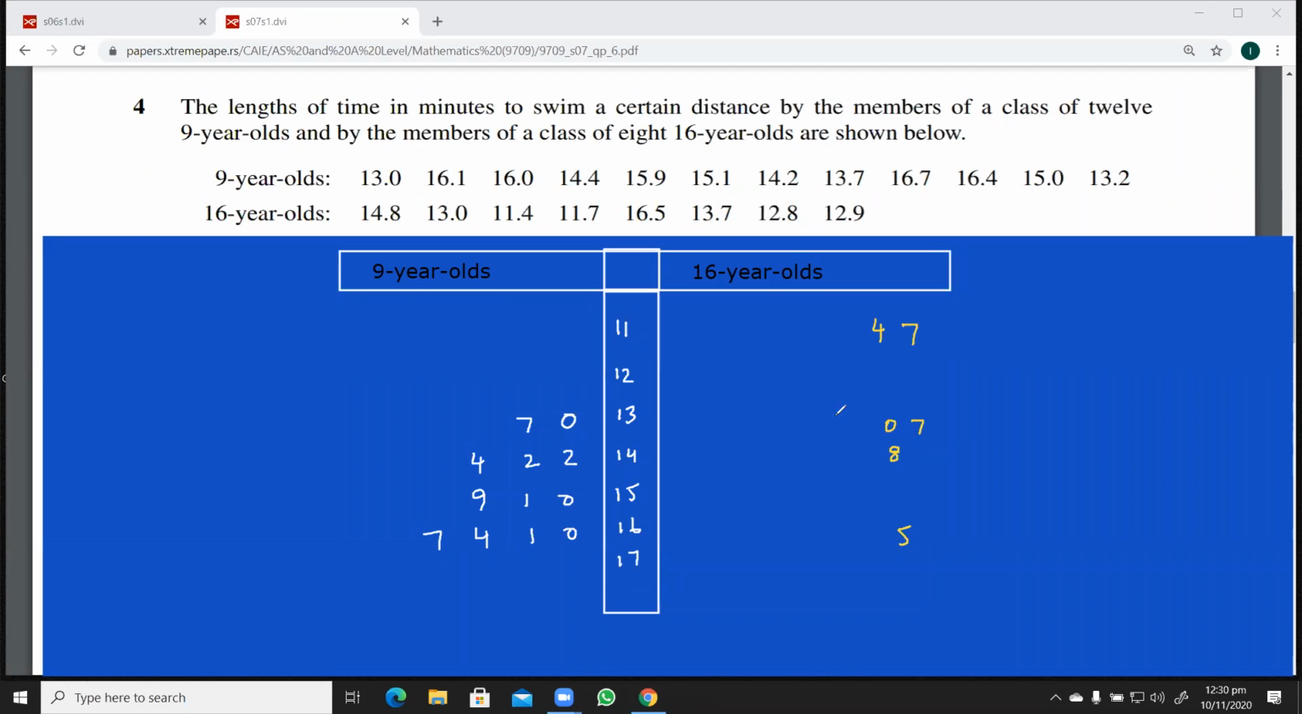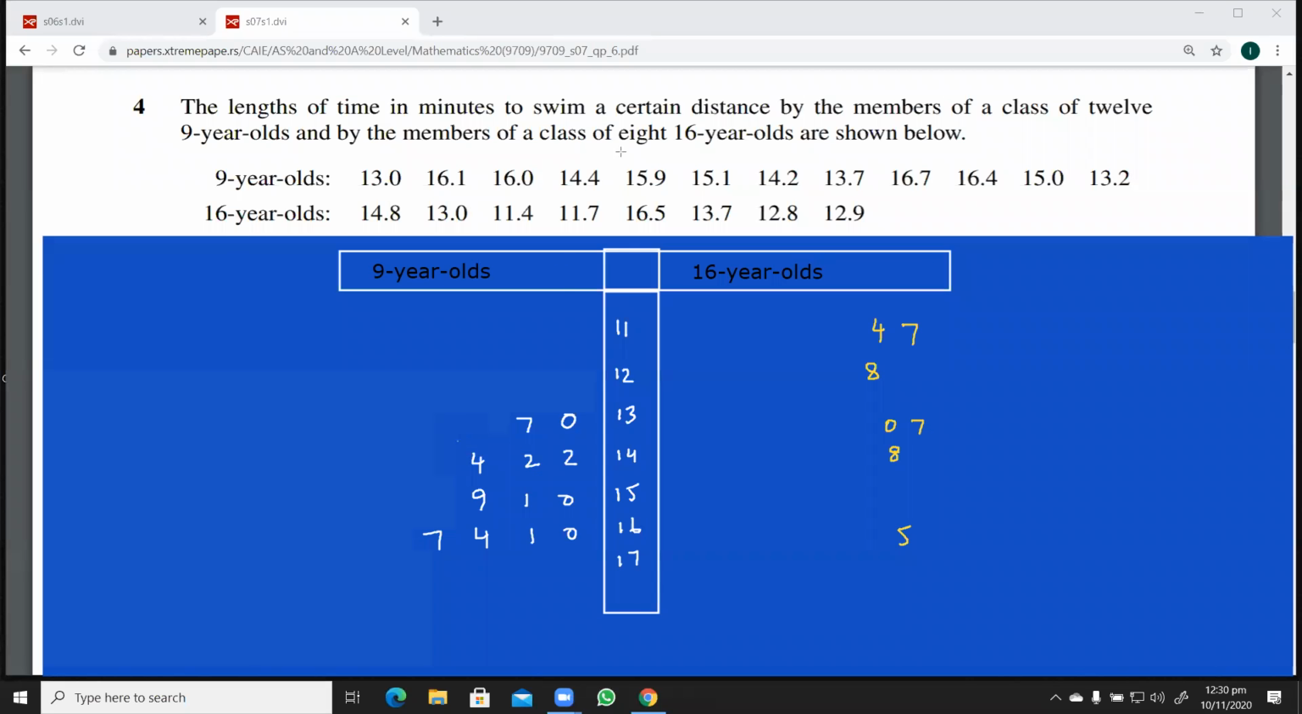Sir, for the 14 and 9-year-olds, it's just 2 and 4, not 2, 2, 4. In 9-year-olds for 14. Oh, okay. So you mean to say that 14.2 is just once? Yes sir, it's 2 and 4. Yes, 14.2 is just once. The other one is 13.2.